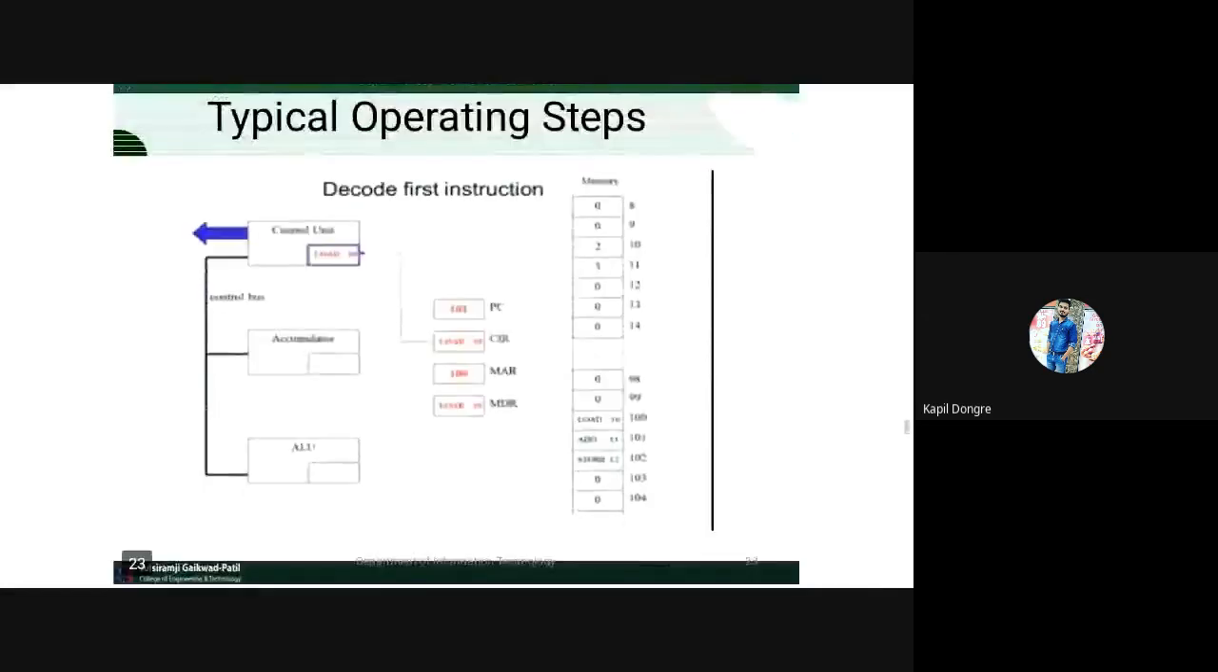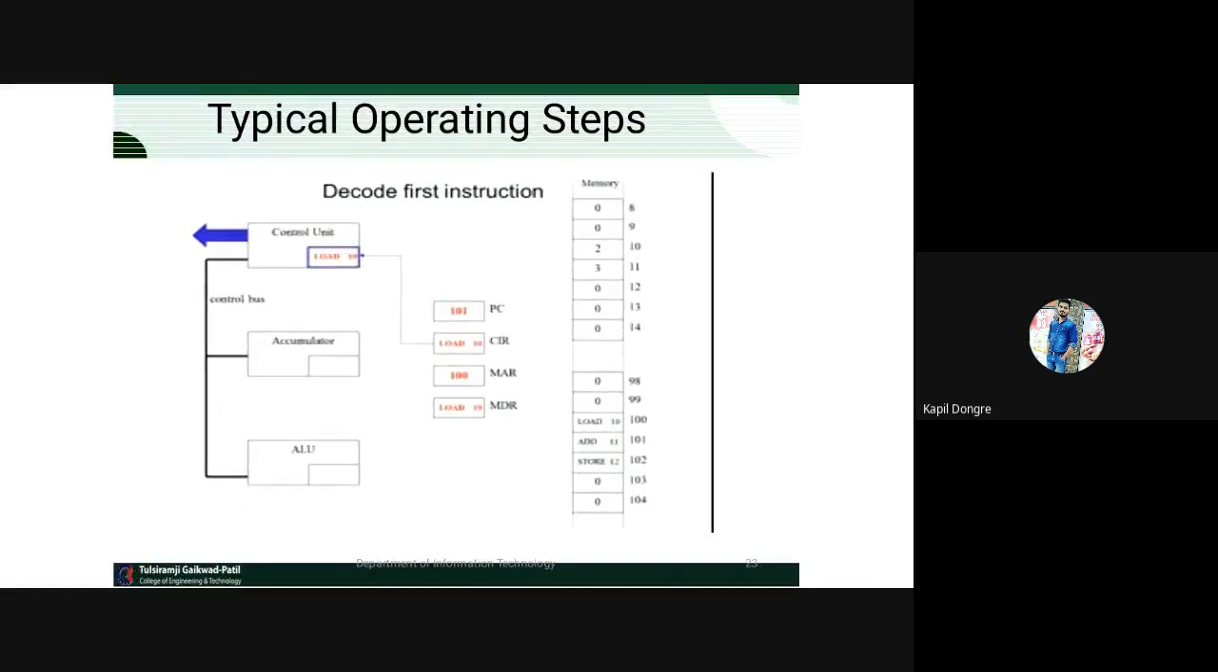After that we have the decode operation. What are the three operations we have? First fetch, second decode, and third execute. So before we start the decode operation, the PC points to the next address of that particular memory location. So what is the next address? What is my next address? 101. 101 is the next address of that particular memory location. So PC points to the 101.